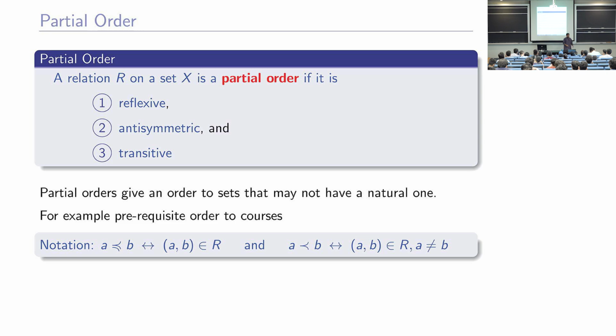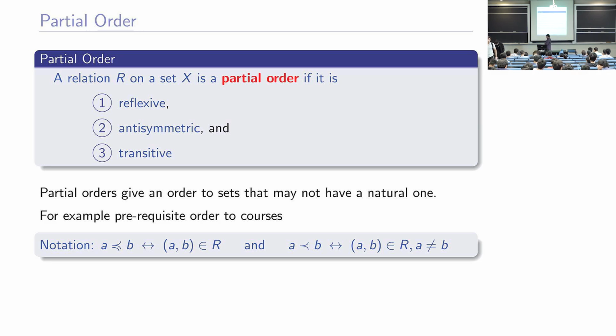It gives an order to sets that may not have a natural order. We will talk later about total order and well ordering. This is when there is no order. Like these courses, it is just a set of courses, an unordered set of courses, but if we want to impose some order on top of it, some partial order, we will see why it is called a partial order, then we define a relation between them, and that will model everything.